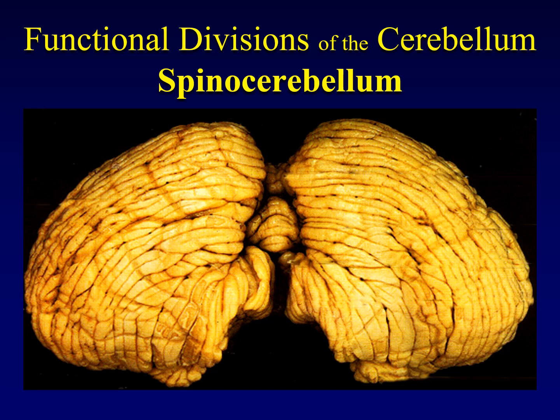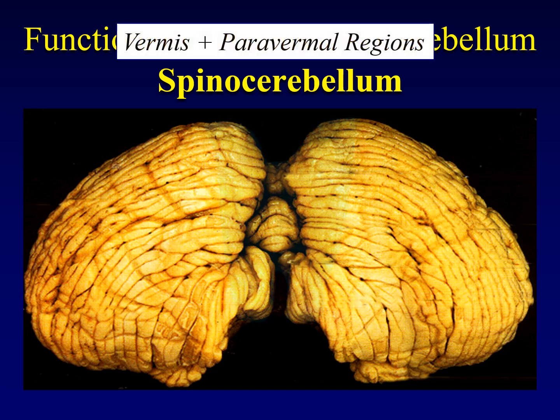Anatomically speaking, the spinocerebellum consists of the rest of the vermis, the rest being everything but the nodulus, which is part of the flocculonodular lobe, and these regions of the lateral hemispheres adjacent to the vermis, which we can call paravermal. That's anatomically what the spinocerebellum is.